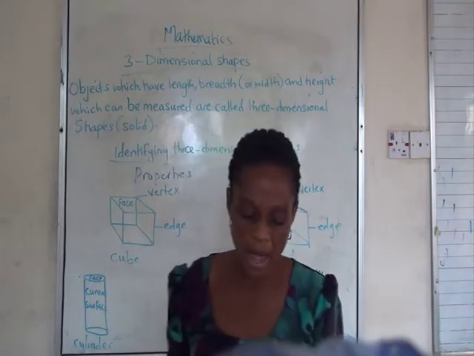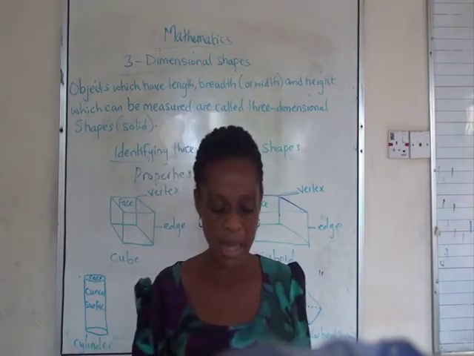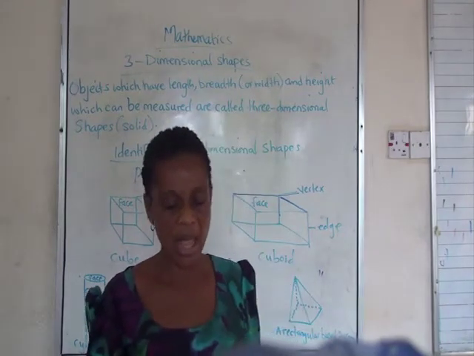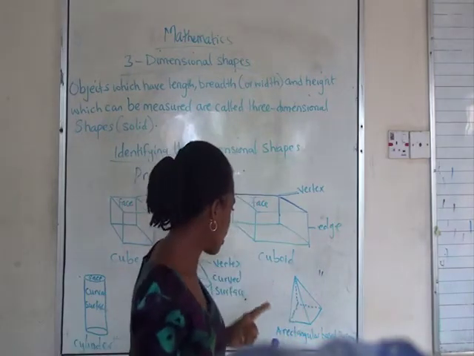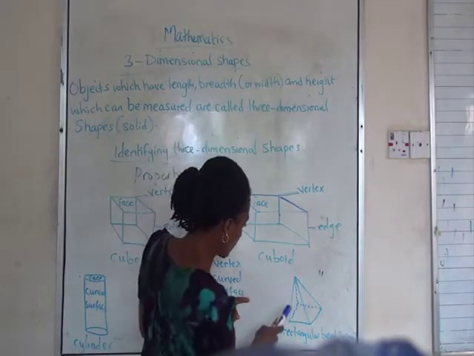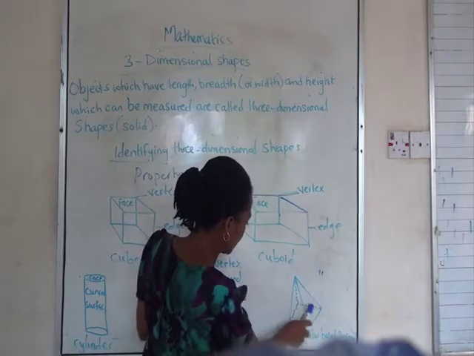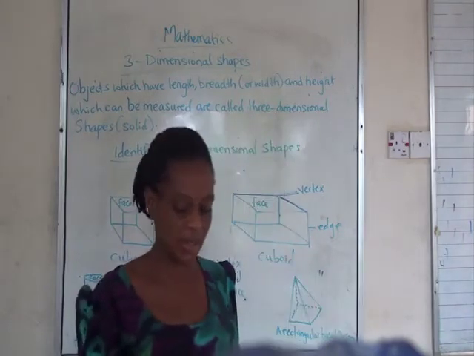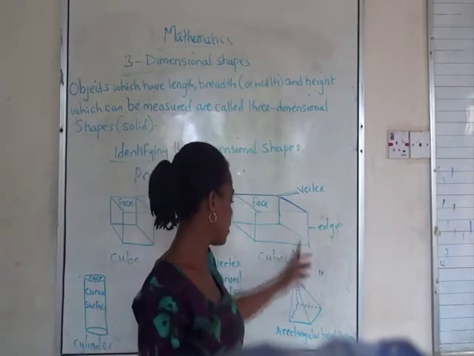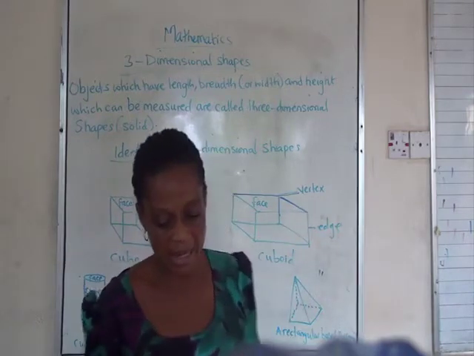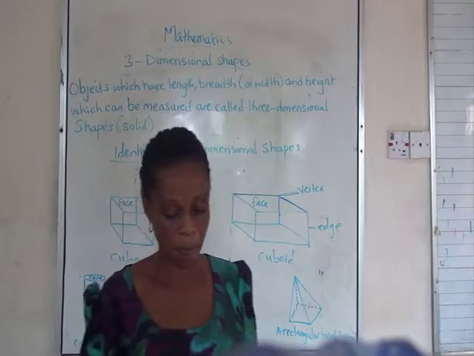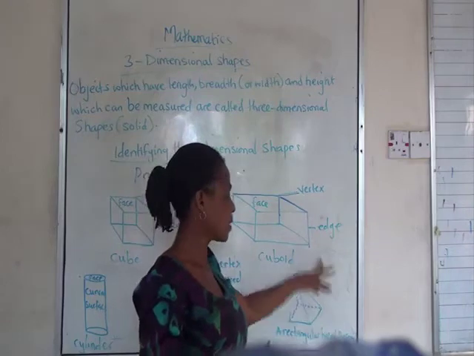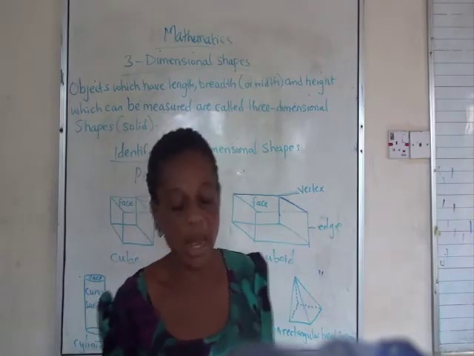Under a rectangular base pyramid, one, it has 5 faces, 4 triangular faces and 1 rectangle. 1, 2, 3, 4, and then the rectangle, making it 5. It has 8 edges and it has 5 vertices. That is the property of a rectangular base pyramid. Let's look at the second one.